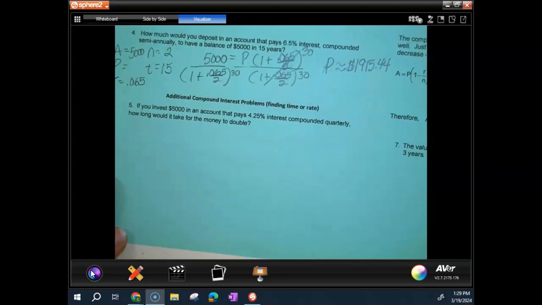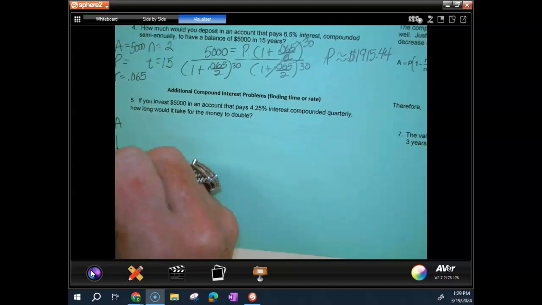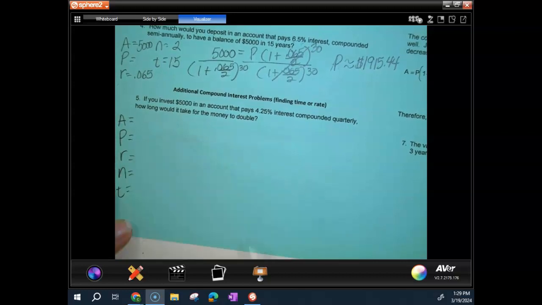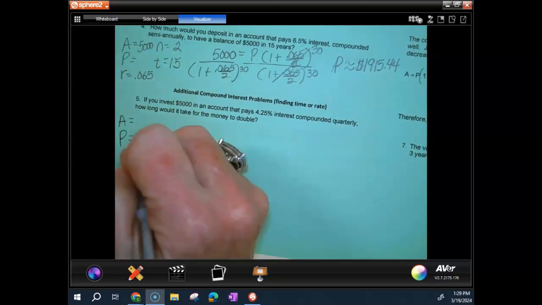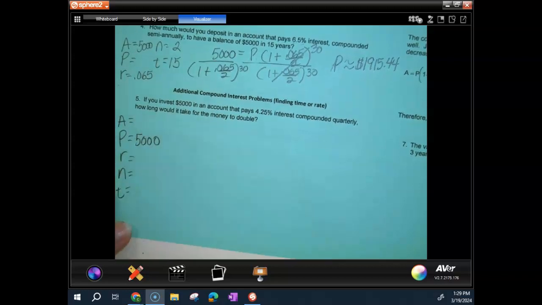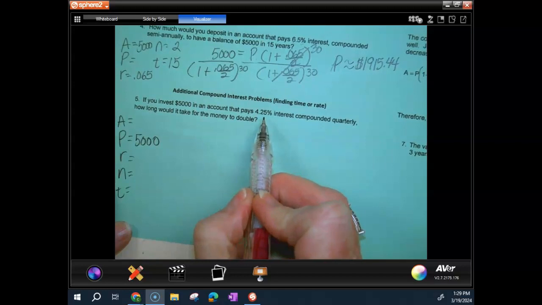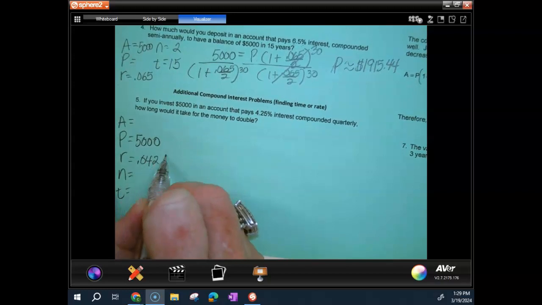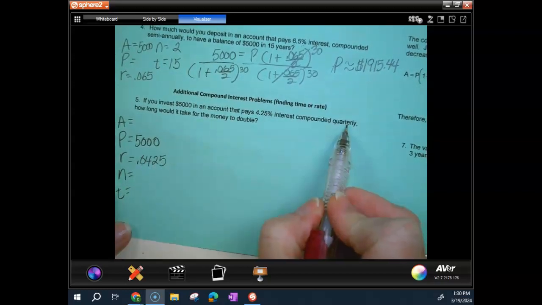Okay, so the next one is just a little bit different. So let's identify everything. Make sure your teacher labels them correctly. If you invest $5,000 in an account, is that A or P? Initial or final? It's your initial, so I'm going to put my 5,000 right here. It pays 4.25%. There's only one place a percent goes. Where does it go? The rate is 0.0425. It's compounded quarterly. 4 is that N or T? 4 is your N.